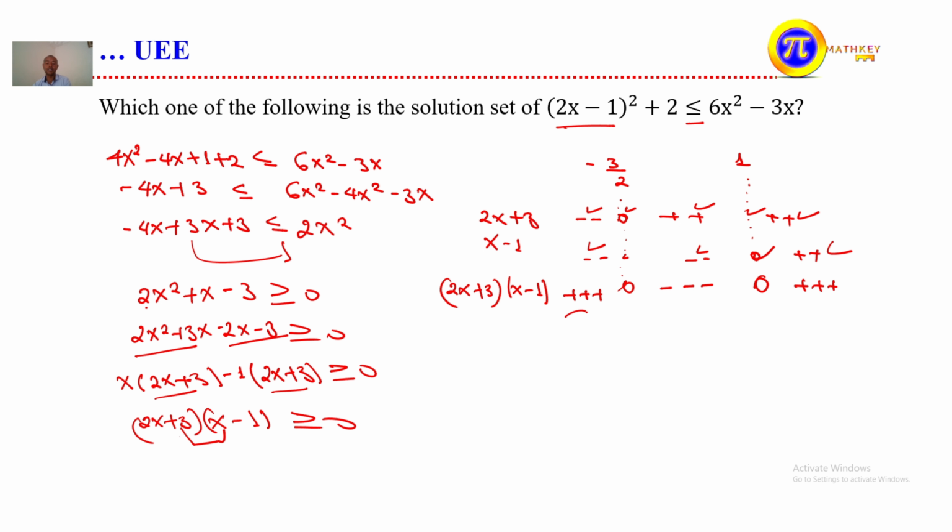It says greater than or equal to 0, which means it can be 0 as well as positive numbers. So the interval for this is what? The solution set for this problem is negative infinity to negative 3 over 2, union 1 to positive infinity. This is the solution set for our problem.